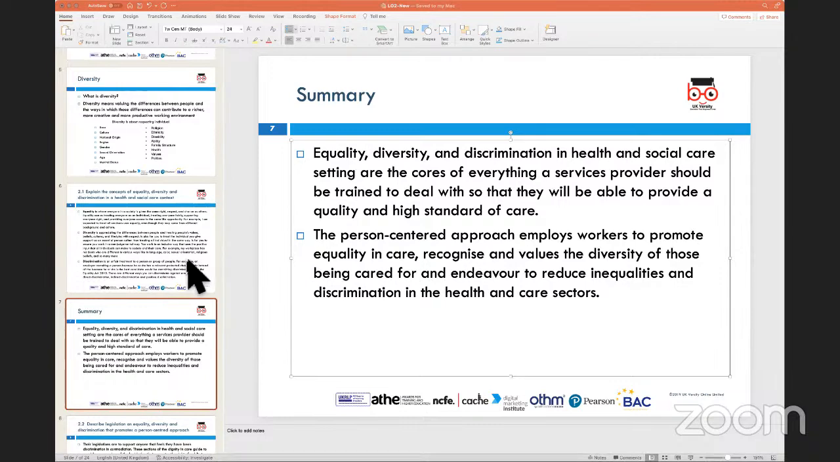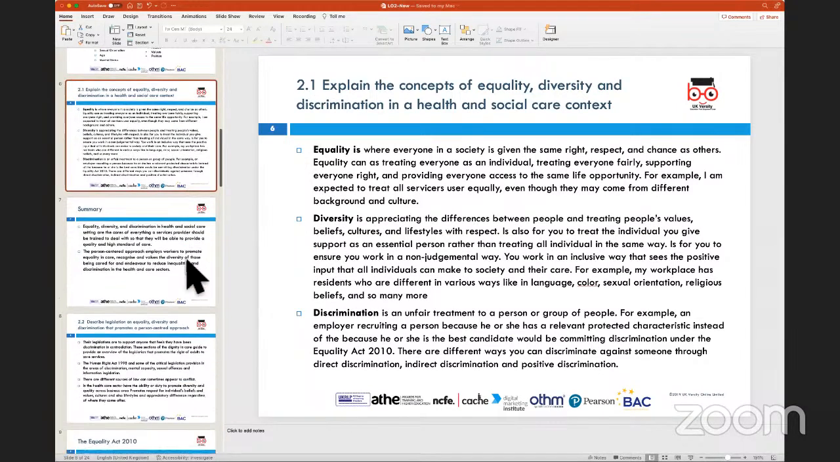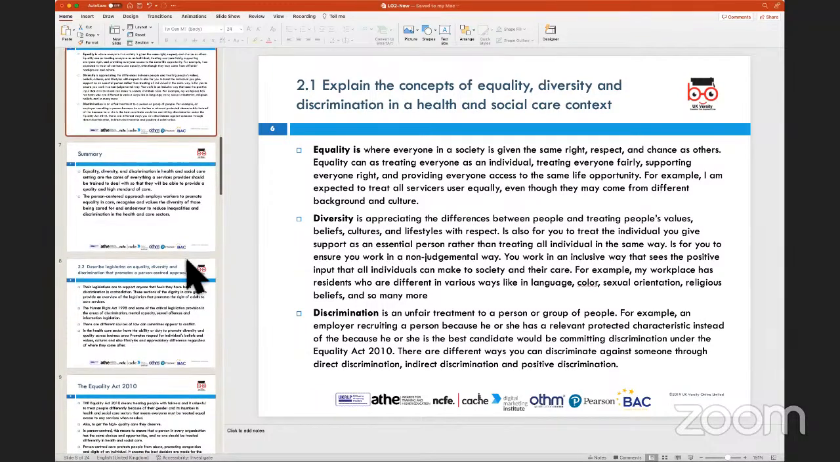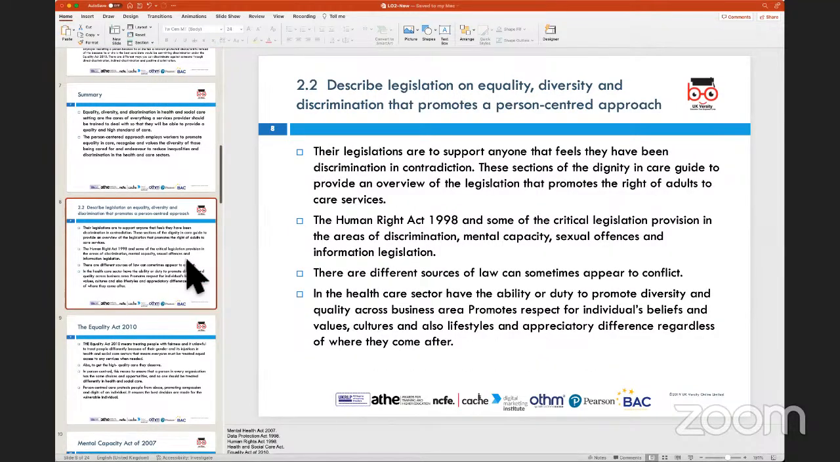So when we talk about assessment criteria 2.1, it is going to be important to define these three terms and then take up an example of equality, diversity, and discrimination, and how anti-discrimination practices can be deployed within an organization, specifically within the health and social care context. That would help you meet this criteria. Now, any questions on this so far?